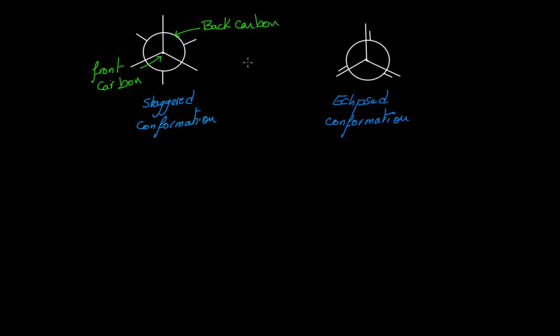Now it's important to mention that staggered is more stable than eclipsed, and this is due to the fact that electron-electron repulsion between bonds in the eclipsed conformation increases its energy compared with the staggered conformation, where the bond electrons are farther apart. And this type of strain is called torsional strain.